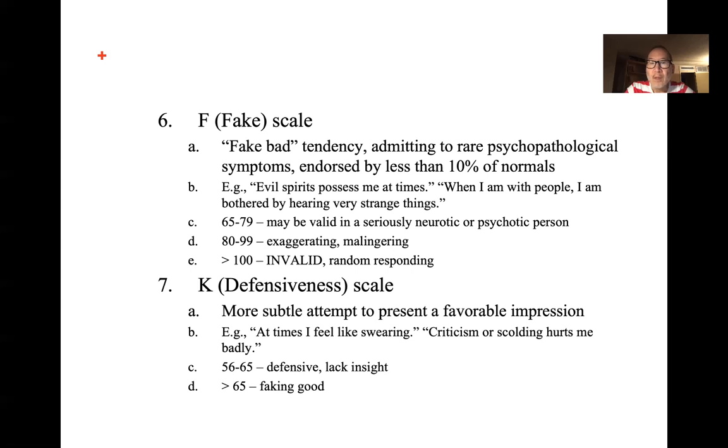But if it's above a T-score of 65, it suggests that they're faking, right, intentionally, consciously trying to present themselves as being really good, alrighty, without flaws. And again, these four scales, in addition to some other validity scales, are really a hallmark of the MMPI. Alrighty, and makes the MMPI very valuable in the forensic setting.